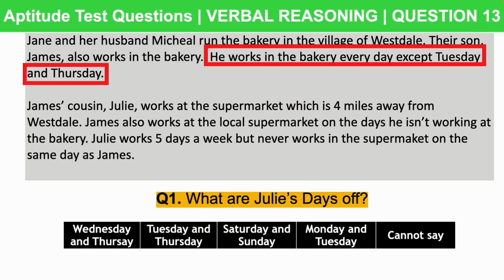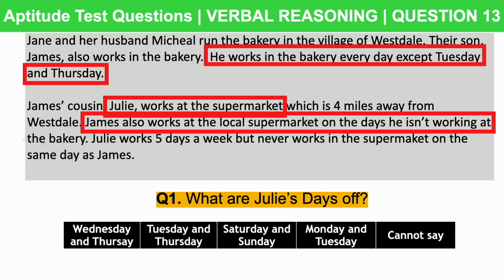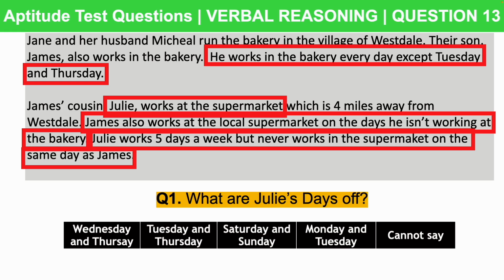In the first paragraph, it states that James works in his parents' bakery every day other than Tuesdays and Thursdays, so we know he doesn't work there on a Tuesday or a Thursday. In the second paragraph, we are told that on the days that James isn't working at the bakery, he works at the same supermarket as his cousin Julie. We also find out that Julie works 5 days a week in the supermarket, but never on the same days as James. Therefore, Julie's 2 days off must be Tuesdays and Thursdays, as these are the only days that James works at the supermarket himself. So the correct answer is Tuesdays and Thursdays.